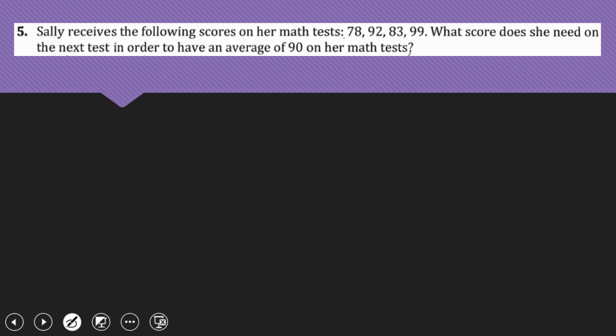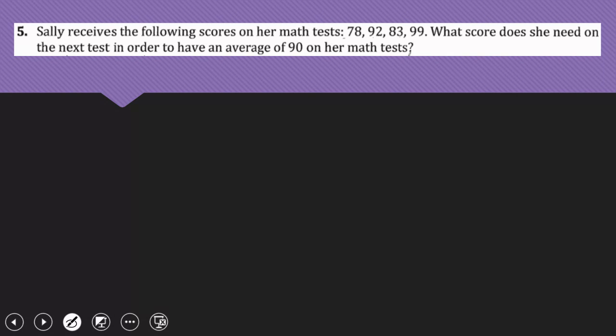All right, we got Sally here. She has received the following scores on her math test. She got a 78, a 92, an 83, and a 99. What score does she need on her next test in order to have an average of 90 on her math test? So this is one where we're missing some information. We can't just find the average. We need to kind of work backwards, okay? So let's talk through this.